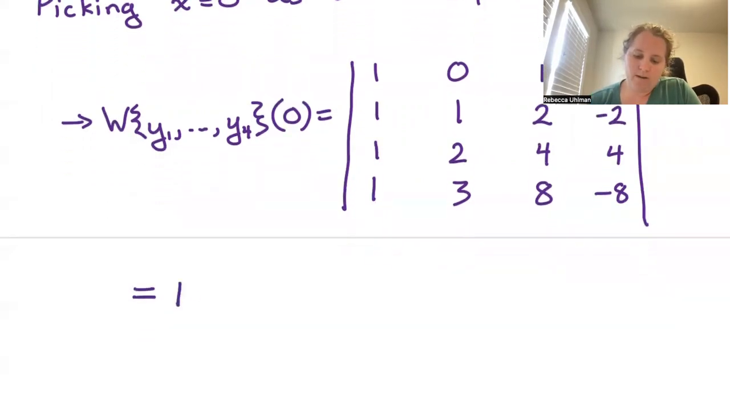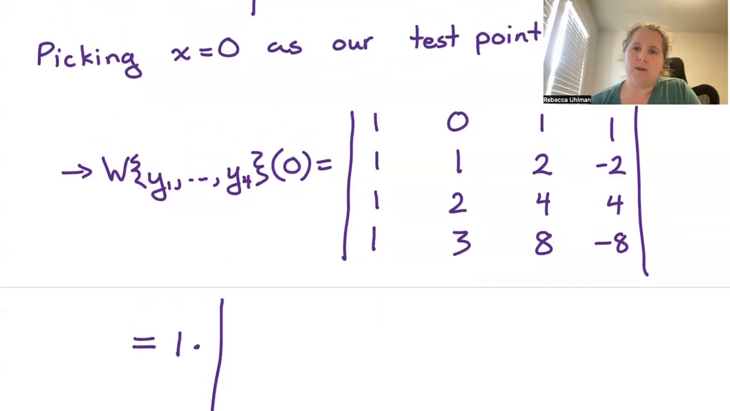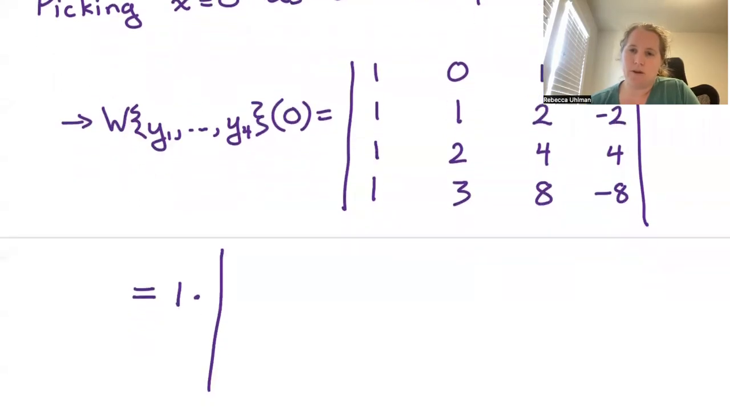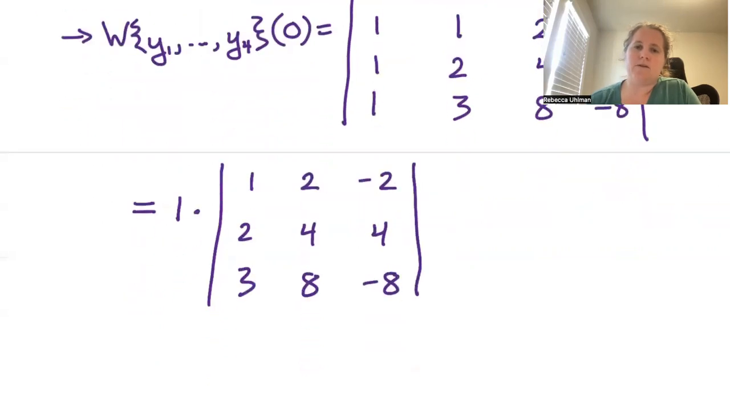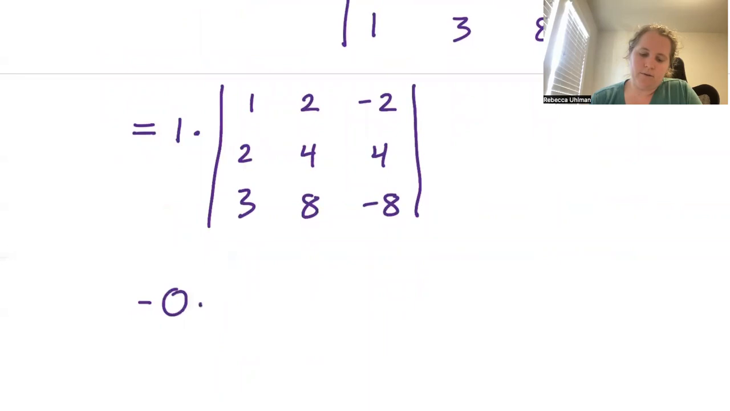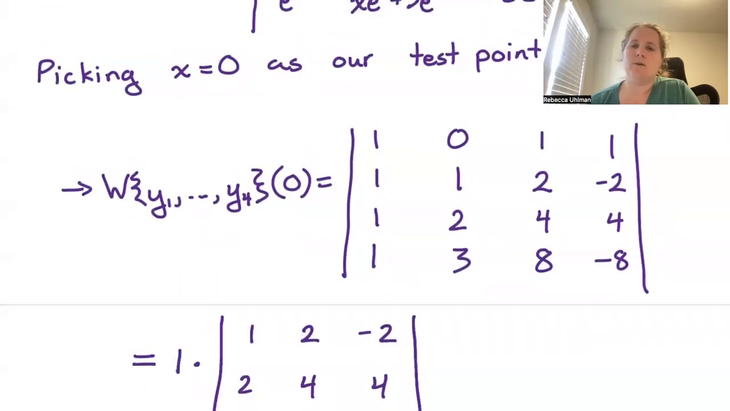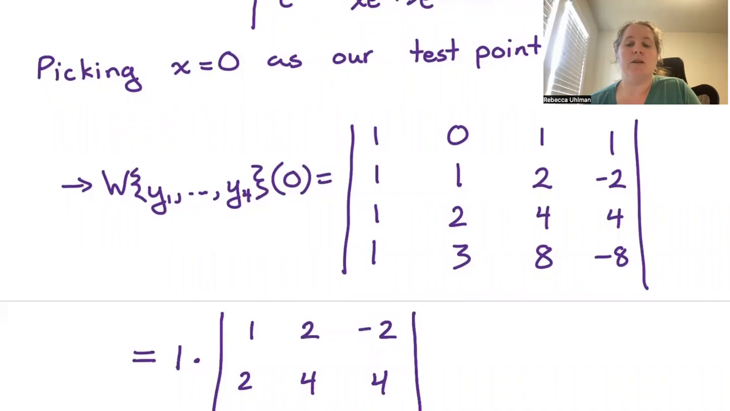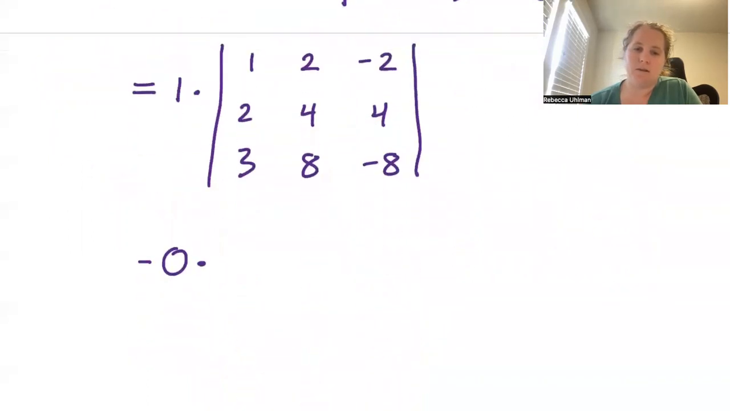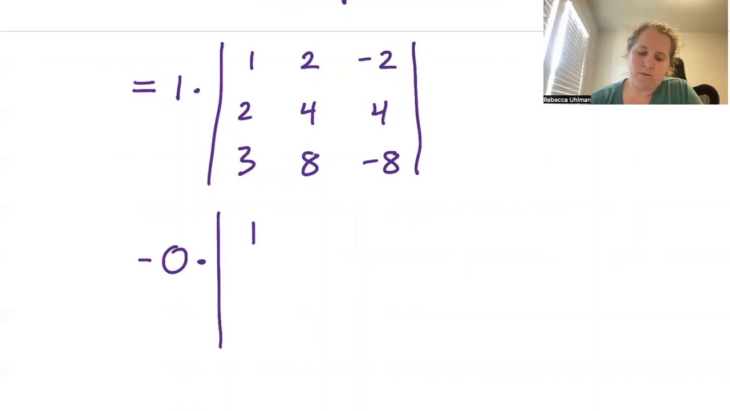We have 1 times the determinant of the matrix ignoring the first row and first column. So we would have 1, 2, negative 2, 2, 4, 4, 3, 8, negative 8. Then we subtract off 0, that's the second position in the first row, times the matrix where we eliminate the first row and second column. So we will multiply by 1, 1, 1, 2, 4, 8, negative 2, 4, negative 8, going down those columns.